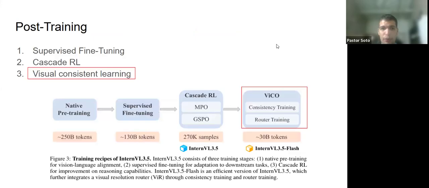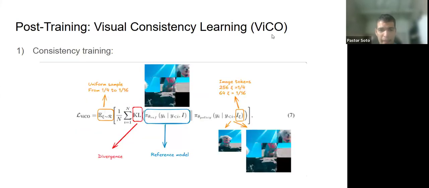So this visual consistent learning has two stages as well. It has the consistency training and the router training. Let me try to explain this formula so we can know what the visual consistent learning does. The first step is the consistency training. Remember that I told you this is a picture of my dog, like I showed you in the Kaggle example. I divided it into patches, and here we have a reference model.